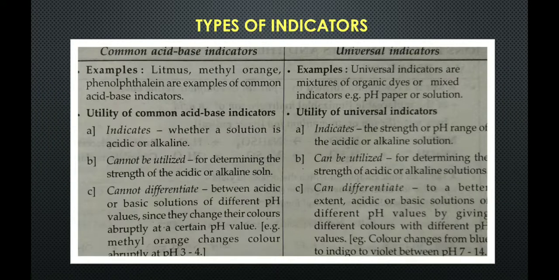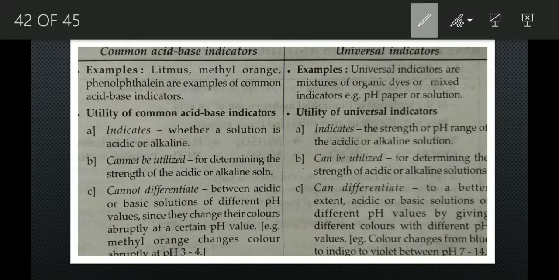Now, we will see what are the types of indicators that are present. There are broadly two types of indicators. One is common acid-base indicators and another is universal indicators. The common acid-base indicators include litmus, methyl orange, phenolphthalein, etc. These are three very common examples of common acid-base indicators. What they do is they indicate whether the solution is acidic or alkaline.